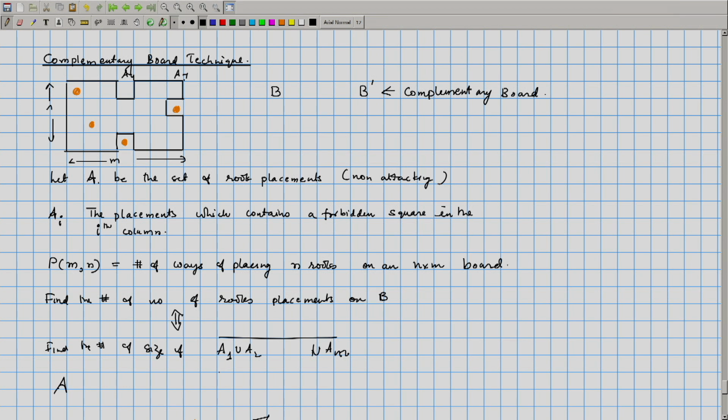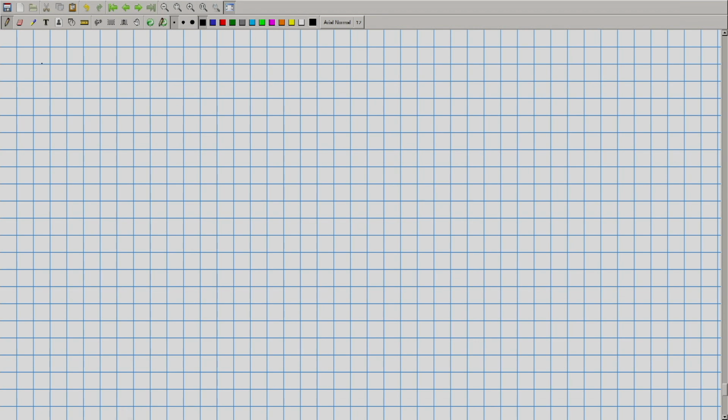So, we know the size of A. If you compute the size of A1 union AM and subtract it from the size of A, you will get the number of ways of placing rooks on the board B. Okay. So, how do we compute these things? We will basically be using the inclusion exclusion principle.